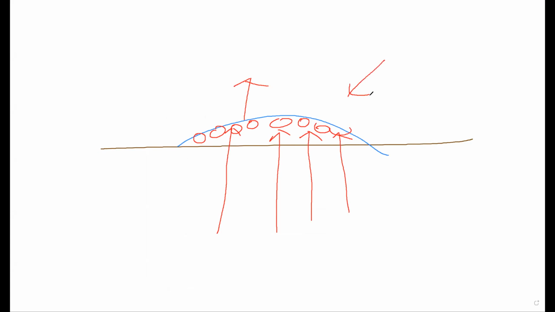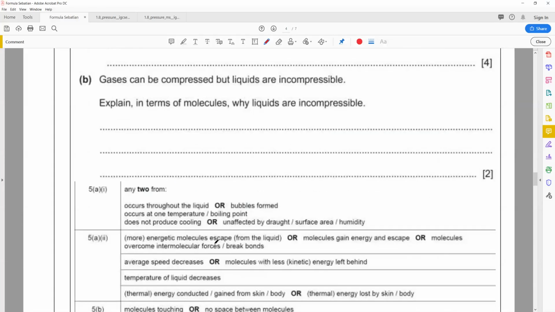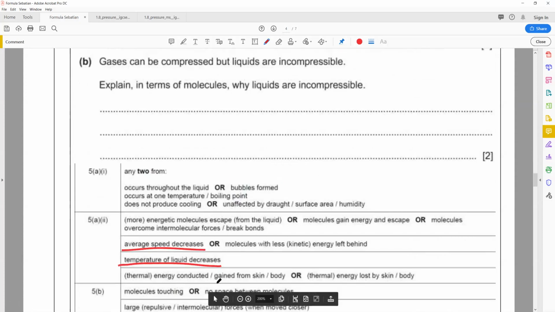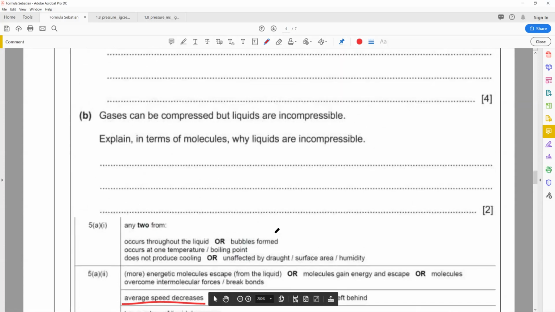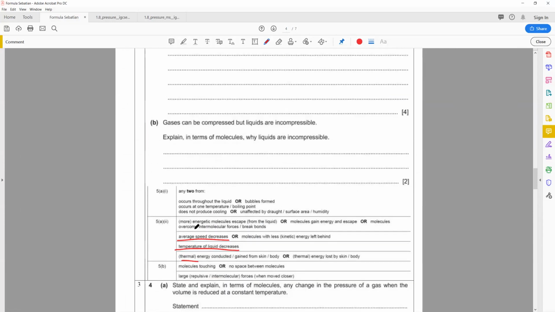So generally, you see these kinds of questions asked a lot in your IGCSEs, and you must be very well versed with this type of question. If you look back at these answers here, look at what they want from you. They say that the more energetic molecules escape from the liquid, average speed decreases, temperature of the liquid decreases, and this last part is just for the sake of writing only. Thermal energy is conducted away from the skin, or so on, right? If you ask my honest opinion, I don't think this question deserves 4 marks. All these things are just repeating each other.